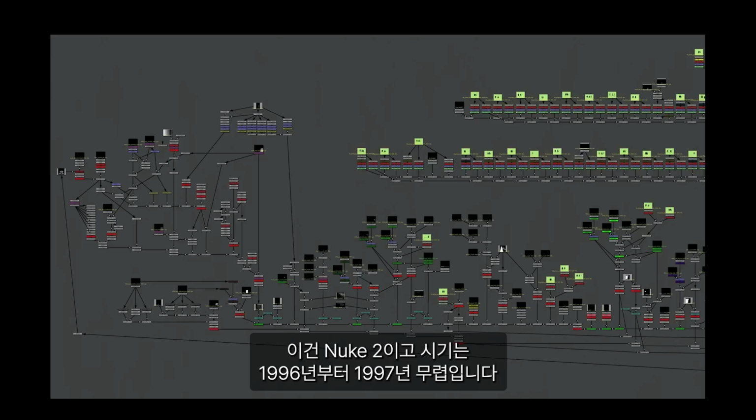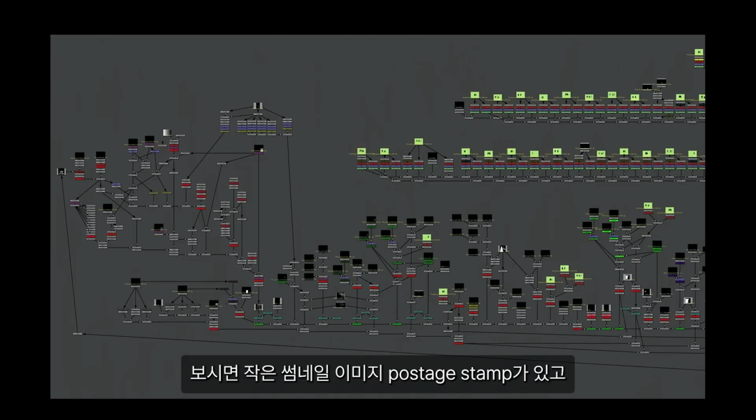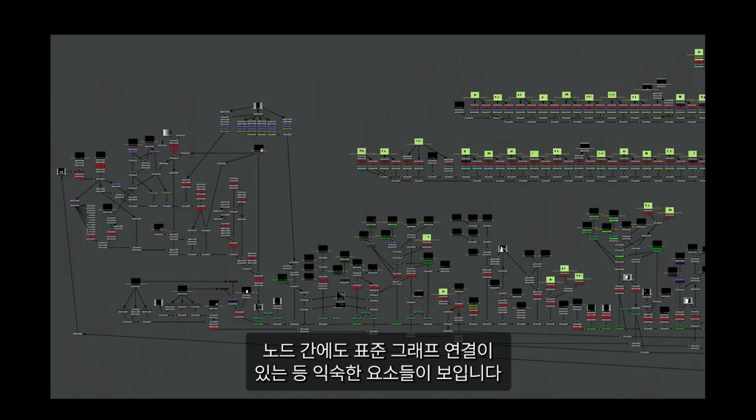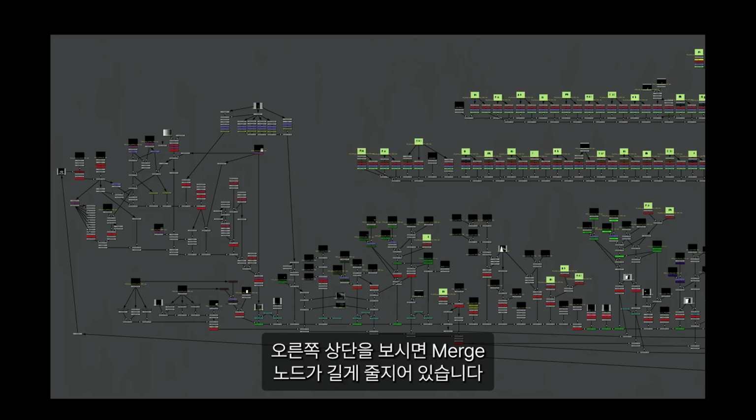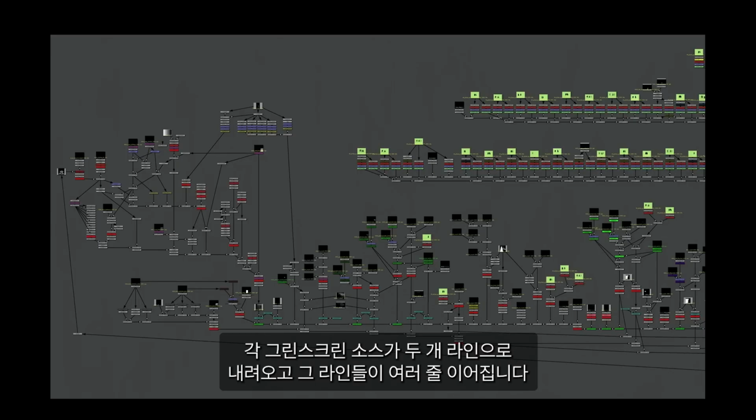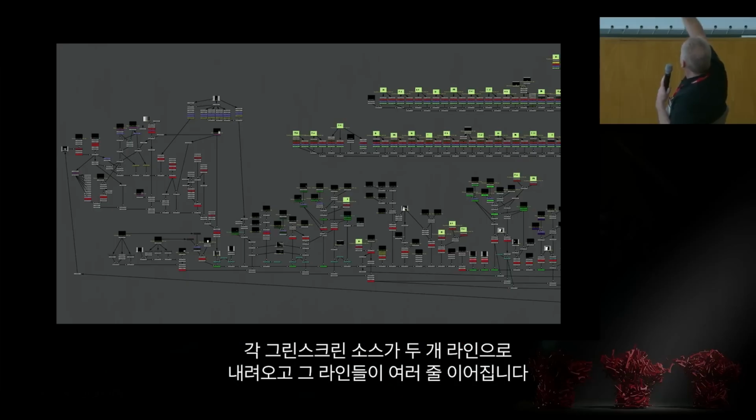1996, right? 1997. You can see most of the recognizable things, where the images are little postage stamps, and we obviously have the standard node graph connections between the nodes. But there are a couple of differences between the Nuke 2 architecture and the newer architecture, which show up. If you look at the upper right, you'll see these long banks of rows of merge nodes. And each of the green screen pieces come down in 2 lines, and then there's a bank of them.